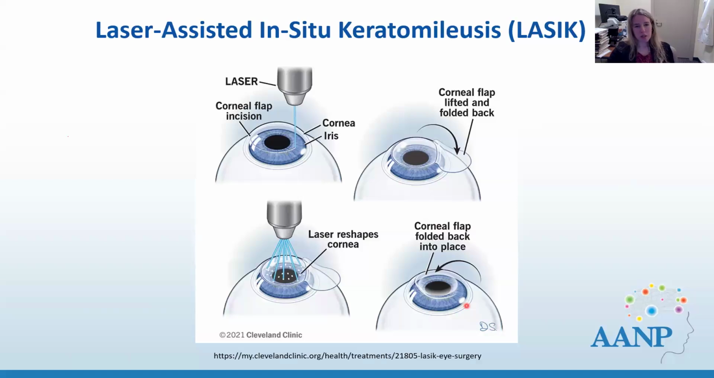Here is a diagram just illustrating LASIK. In LASIK, we basically make an incision in the anterior aspect of the cornea through the epithelium and the superficial stroma. That flap is folded back. Laser is used to shave down and reshape the cornea, and then the flap is put back on.